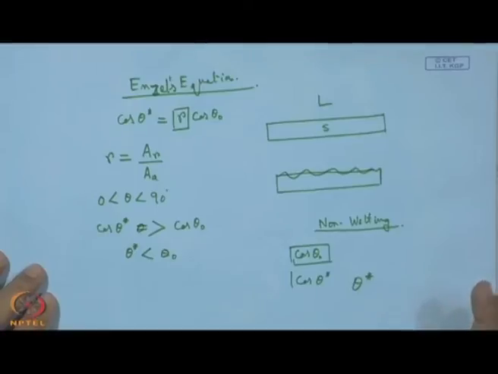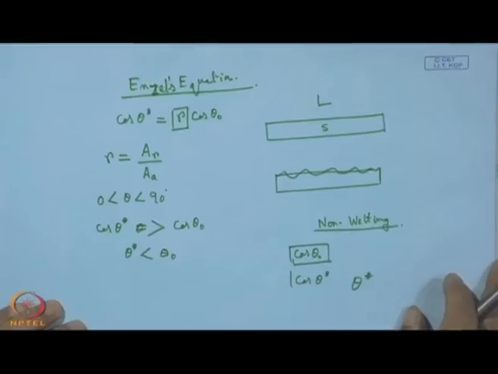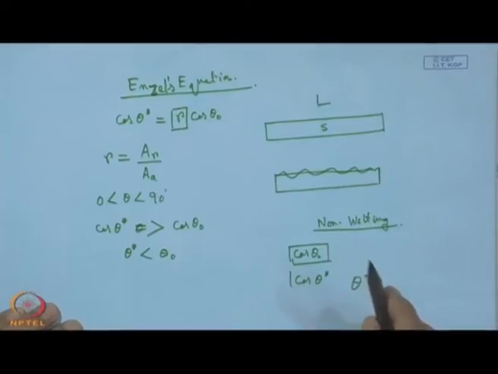So, we also come to this conclusion that if the liquid drop is non-wetting in character, then because of the surface roughness this angle will keep on changing, and it will be more towards non-wetting. So, non-wetting character will keep on increasing because of the surface roughness if originally the liquid is non-wetting in nature.